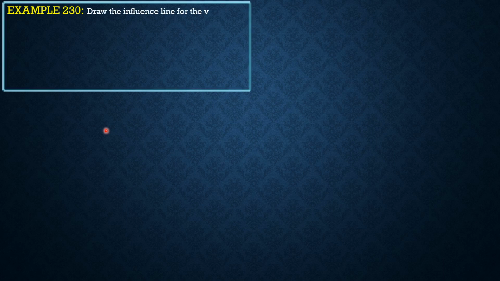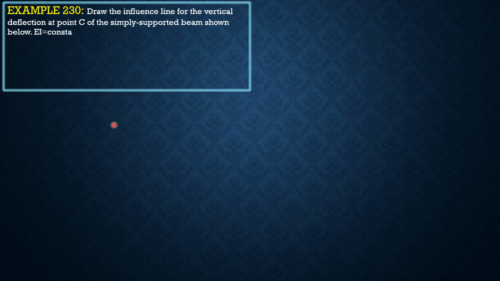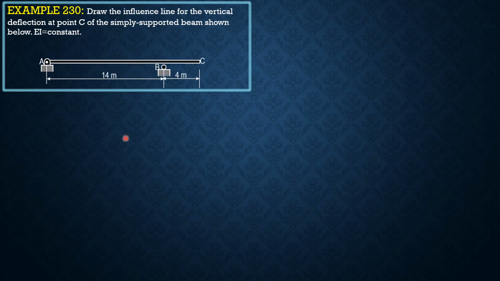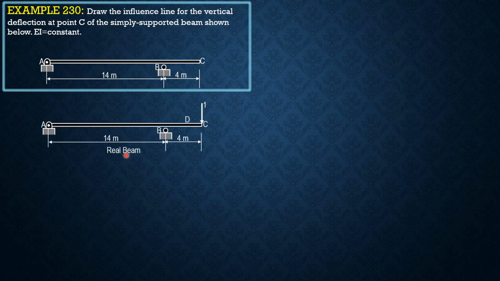Draw the influence line for the vertical deflection at point C of the simply supported beam shown below. EI is constant. So here is the figure, and let's put the unit load at C. Then let's compute for the reaction. So the reaction at A is downward.